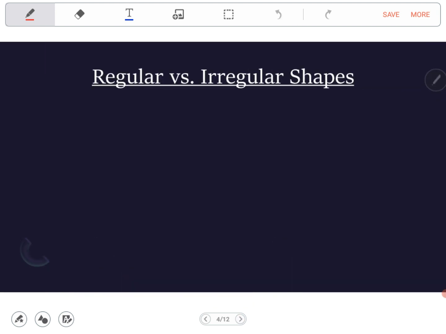So these shapes can be divided into regular shapes and irregular shapes. Basically, when we have a regular shape, it means the sides and the angles of the shape are equal. But in an irregular shape, the sides and angles have different sizes. An irregular shape will be a weird-looking kind of shape, and sometimes those are the shapes that are dominant in nature.